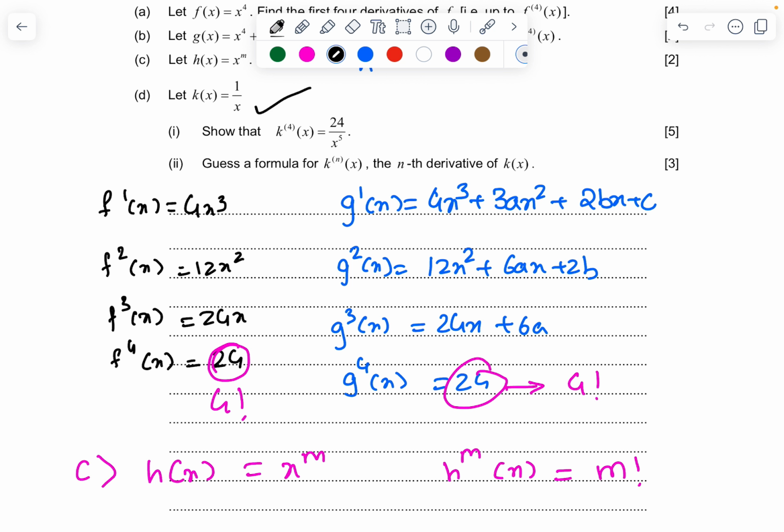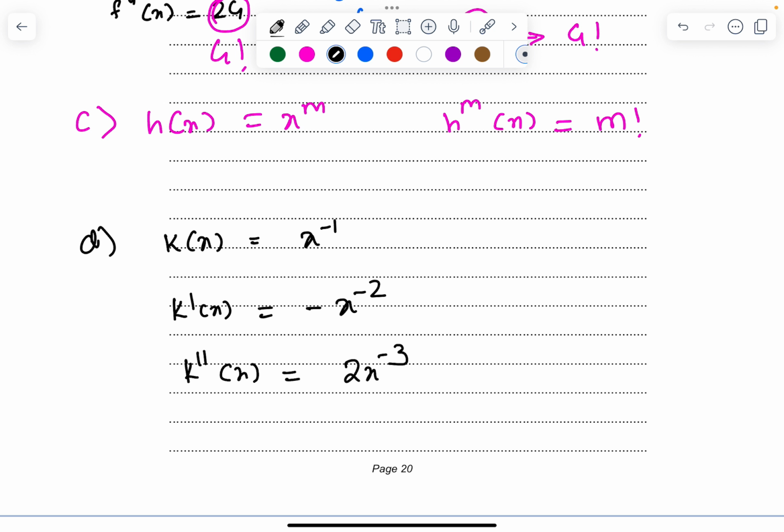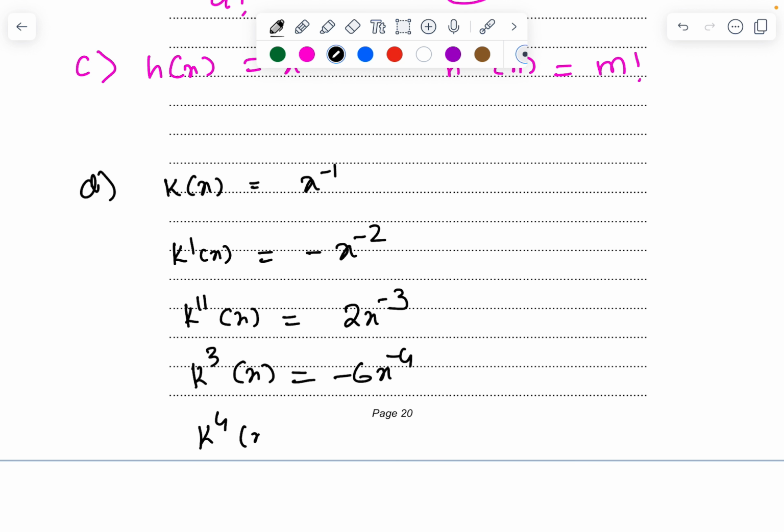Now h of x is 1 upon x, then find the fourth derivative and create a formula for this. k of x equals x power negative 1. So the first derivative is going to be negative x power negative 2. The second derivative is going to be 2x power negative 3. The third derivative is going to be negative 6x power negative 4. And the fourth derivative is going to be 24x power negative 5.